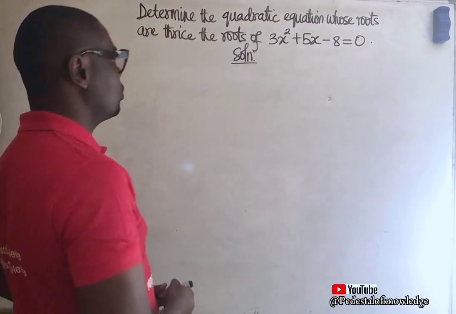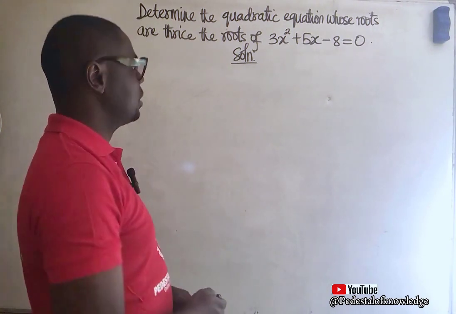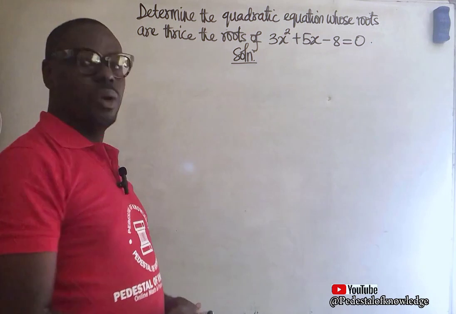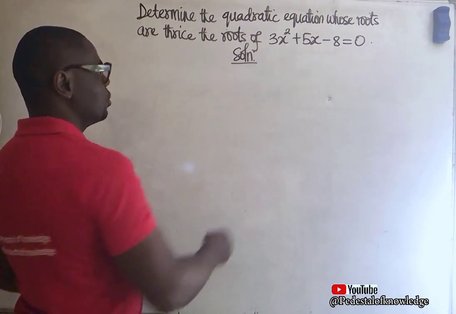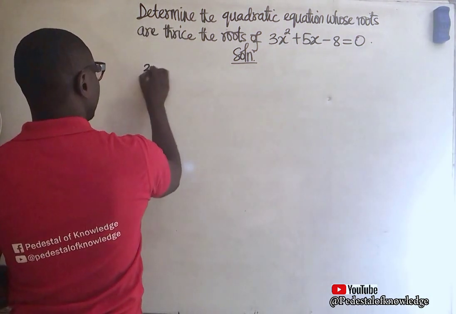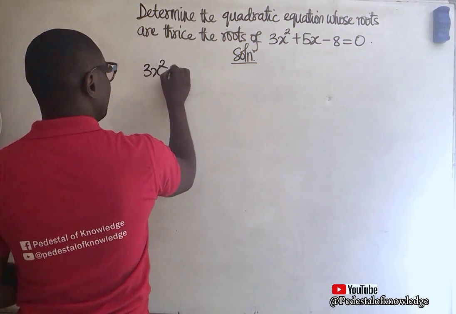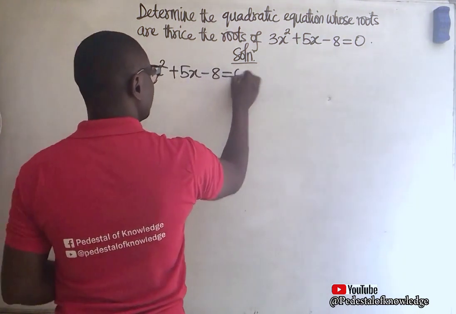Determine the quadratic equation whose roots are thrice the roots of 3x squared plus 5x minus 8 is equal to 0. Okay, now to begin our journey here, we are going to provide the solutions to this quadratic equation. And that equation says 3x squared plus 5x minus 8 is equal to 0.